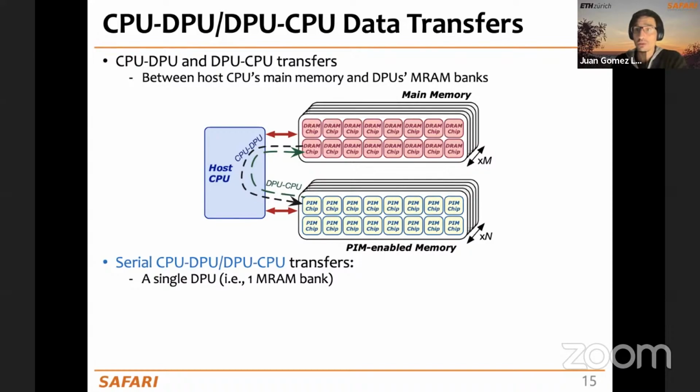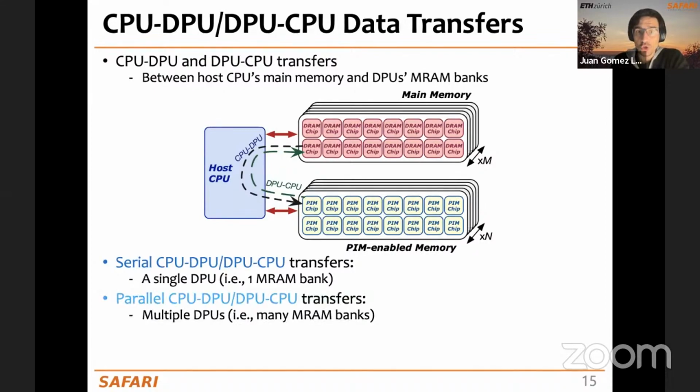These serial CPU-DPU or DPU-CPU transfers target a single DPU, a single MRAM bank. So if we use serial transfers to access multiple MRAM banks, the execution of these transfers happens sequentially, one by one. Another possibility is to use parallel CPU-DPU and DPU-CPU transfers. In this case, we are targeting multiple DPUs, many MRAM banks at the same time. The only important consideration here is that the size of the buffers that we are transferring from the main memory of the CPU to the MRAM banks should be the same, and also exactly the same if the direction is the opposite, from the MRAM banks to the main memory of the CPU.